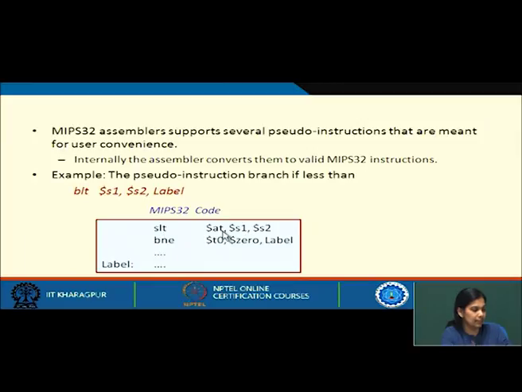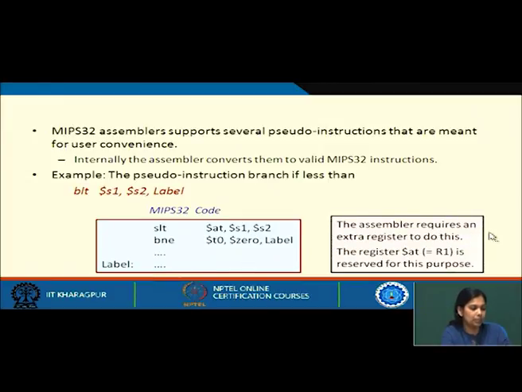set less than, set $at if S1 is less than S2, and branch if not equal. So, this will be $at, not $t0. Branch if not equal $at, 0. If it is not equal to 0, then go to label. So, the assembler requires an extra register to do this. This register is $at, and the register $at, which is R1, is reserved for this particular purpose.